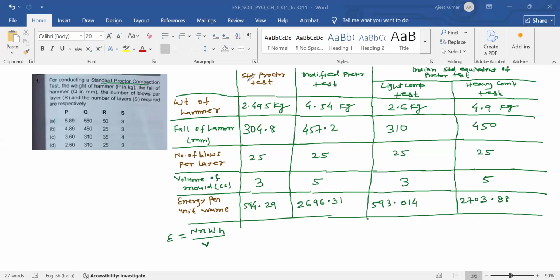So in this question, a standard Proctor compaction test is asked about. So the weight is 2.495 kg, and the height of fall 304, 25 and 3. So the D option is very close to this. So the answer will be D. Okay, so now the second question. Let me discuss the second question.